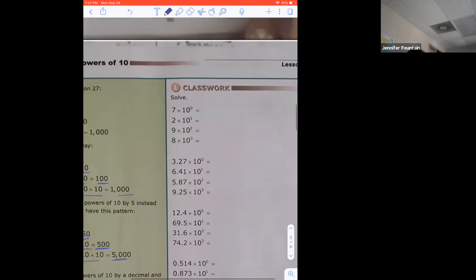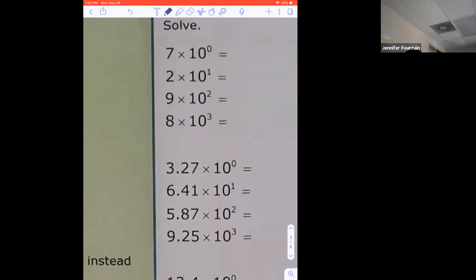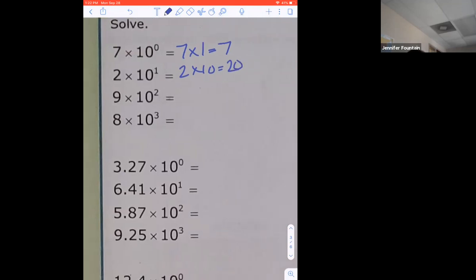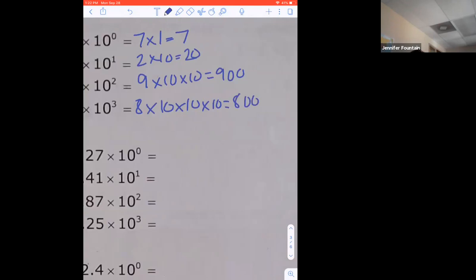So let's go ahead and take a look at our classwork. 7 times 10 to the 0 power. 10 to the 0 is the same as 1, so that would be 7 times 1. So that would be 7. 2 times 10 to the first will be the same as 2 times 10, which equals 20. 9 times 10 to the second, that would be 9 times 10 times 10. You know, 10 times 10 is 100, and 100 times 9 would be 900. And 8 times 10 to the third would be 8 times 10 times 10 times 10. So that would be 8,000.